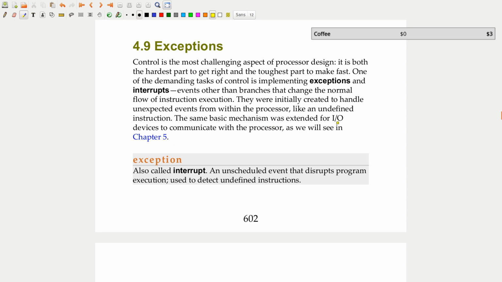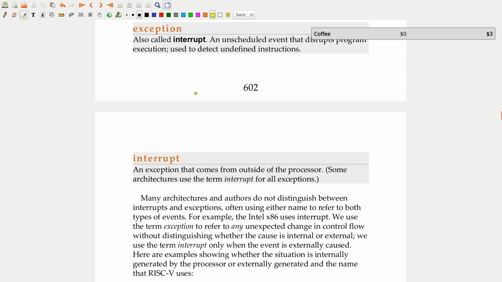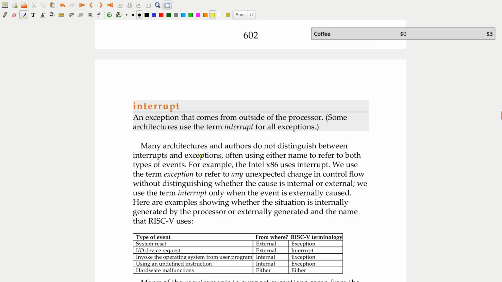The same basic mechanism was extended for I/O devices to communicate with the processor. So if we need a way to interrupt the processor, we can cause an exception, a forced exception. An exception, also called an interrupt, is an unscheduled event that disrupts program execution, used to detect undefined situations. An interrupt is an exception that comes from outside the processor. Some architectures use the term interrupt for all exceptions. So that's another little bit of naming inconsistency, which can be a little confusing.